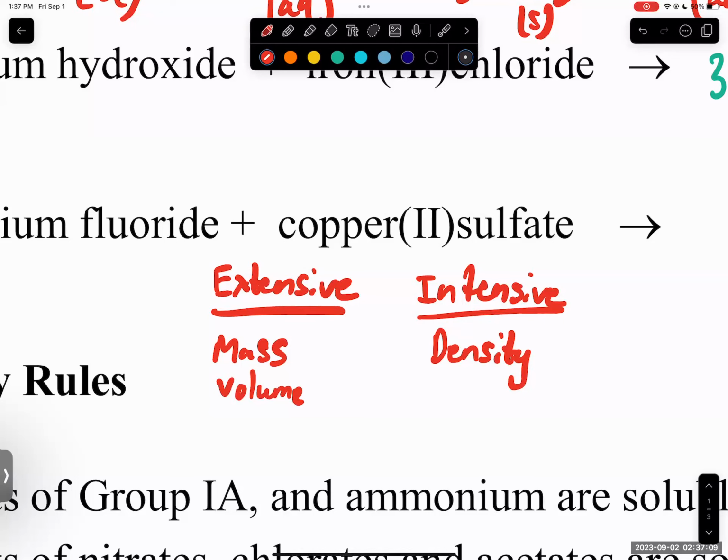What about color? Extensive or intensive? Yellow is yellow. Yeah, it doesn't matter. Like my shirt, gray. It doesn't matter how much gray is on my shirt. You can tell I have a gray shirt.